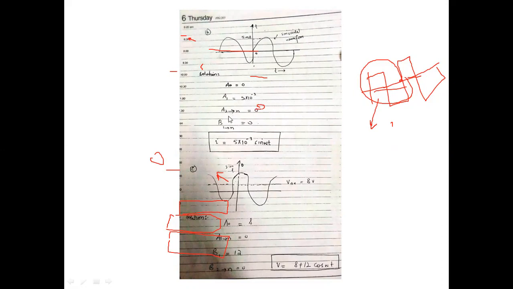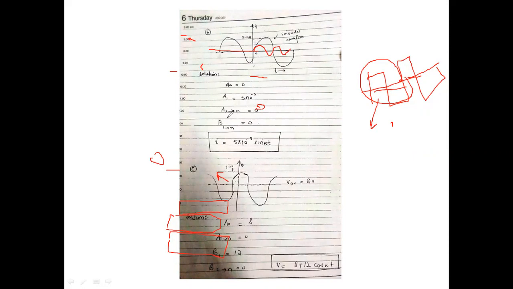And the second term, having a frequency of 2 omega. A2 doesn't mean the second cycle. A2 means the cycle having double the frequency, the second harmonic of this fundamental.